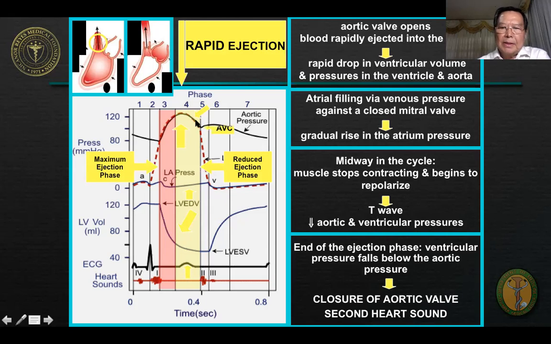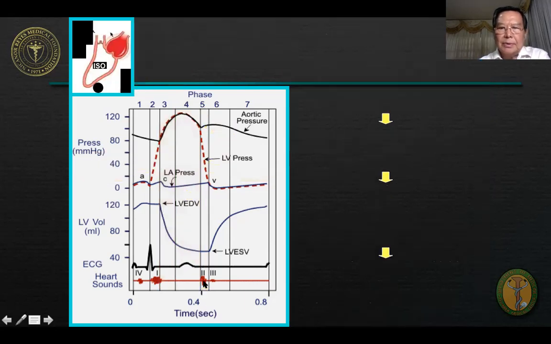Okay. Now, at the end of the ejection phase, the ventricular pressure falls below the aortic pressure, and the aortic valve closes somewhere in this area. ABC stands for aortic valve closure, which corresponds to your second heart sound on the phonocardiogram, right? Over here is your second heart sound, right?